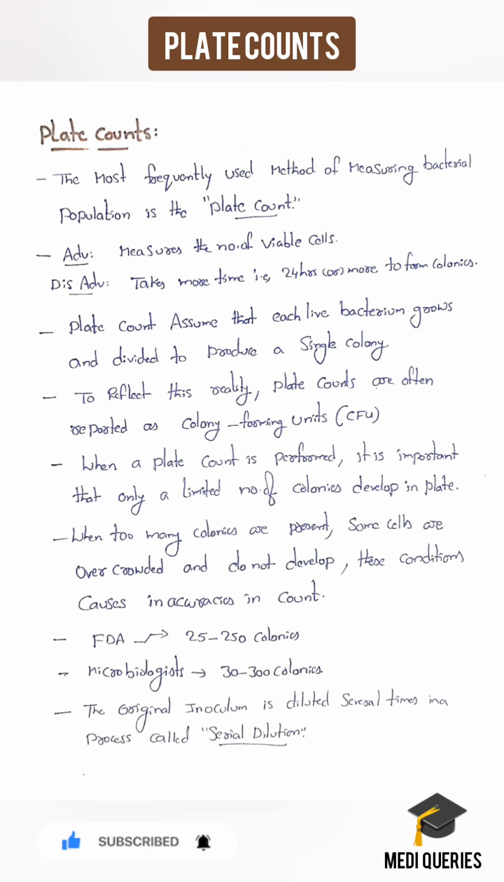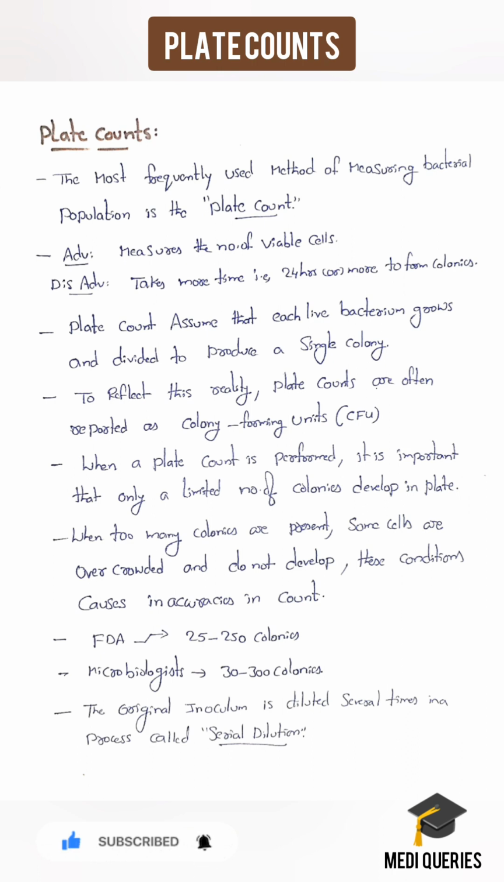So plate counts mainly assume that each live bacterium grows and divides to produce a single colony. This is not always true because bacteria frequently grow linked in chains or as clumps. Therefore, a colony often results not from a single bacterium but from a short segment of chain or from a bacterial clump. So to reflect this reality, plate counts are often reported as colony forming units.